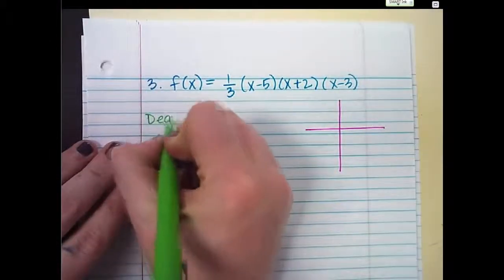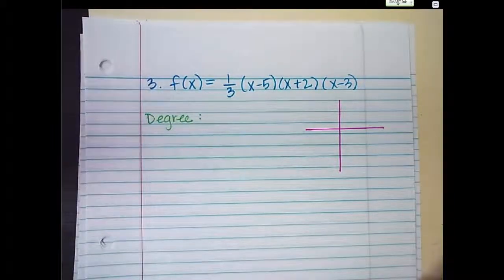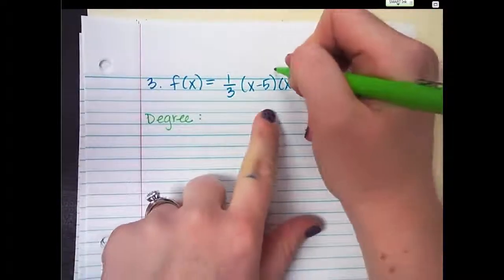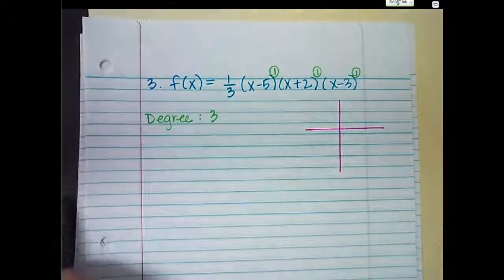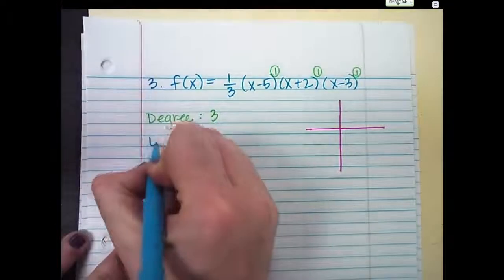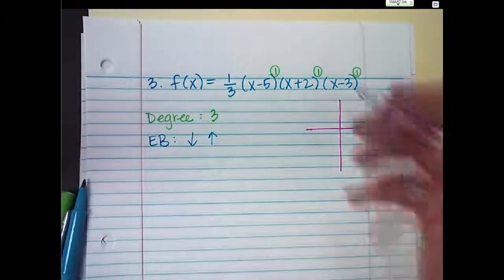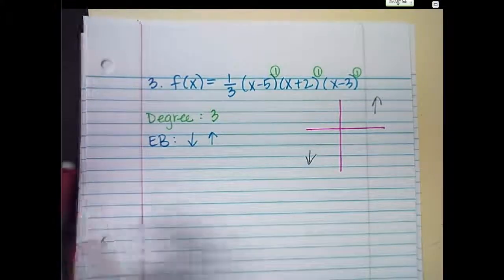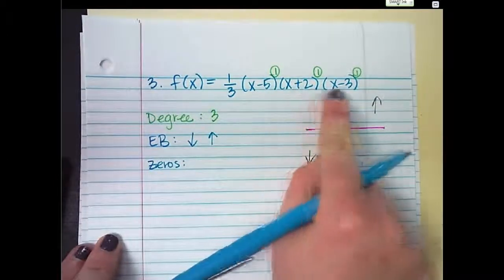Okay, so let's start with degree. What's the degree of the whole polynomial? 3, right. So it doesn't matter if the 1/3's there or not. It doesn't change the degree. I have 1 here, and 1 here, so degree is 3. Which makes our end behavior what? Down, up. So again, the 1/3 hasn't changed anything. Doesn't affect the degree, it doesn't affect the end behavior. Do you think it affects the zeros? No, it doesn't, because there's no x there.